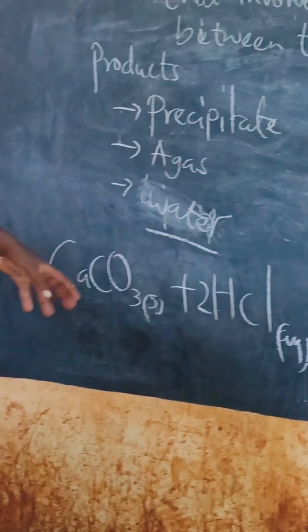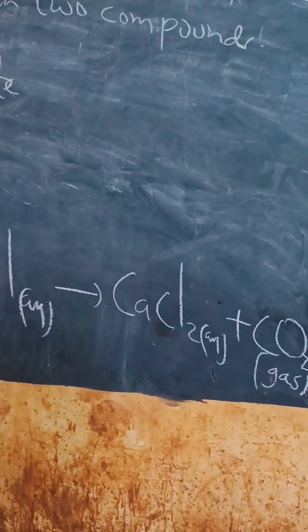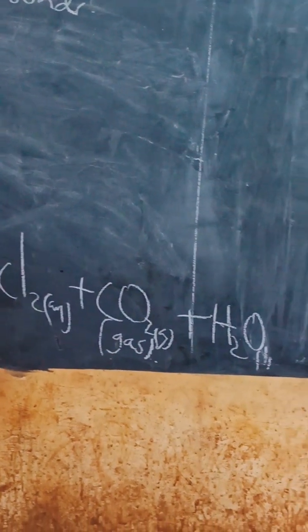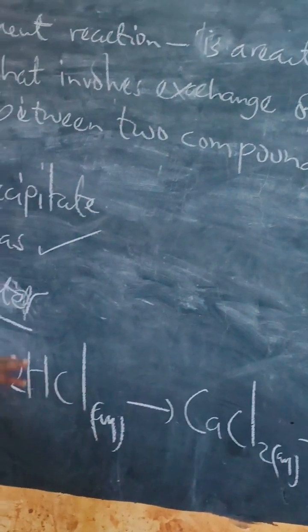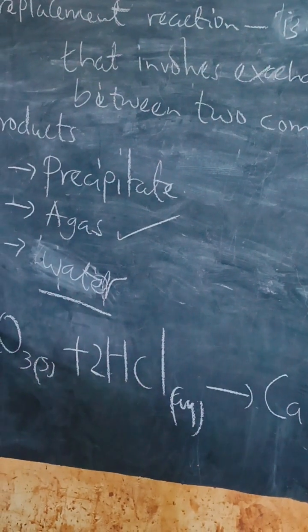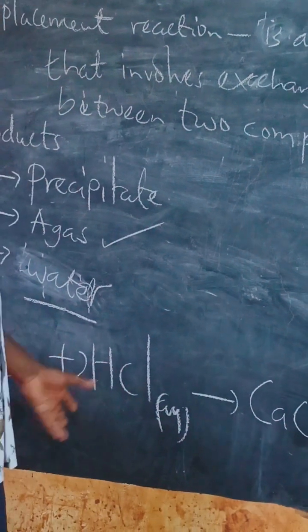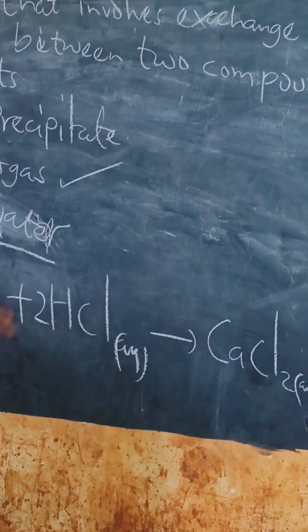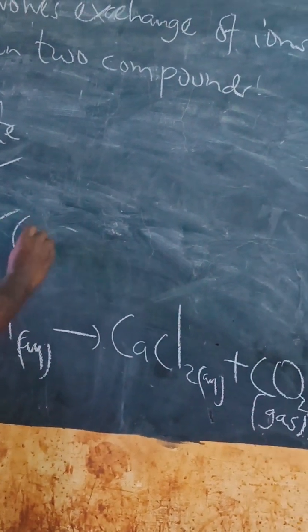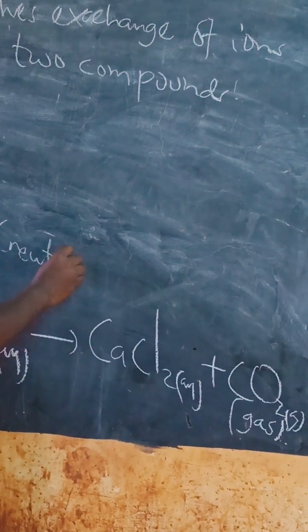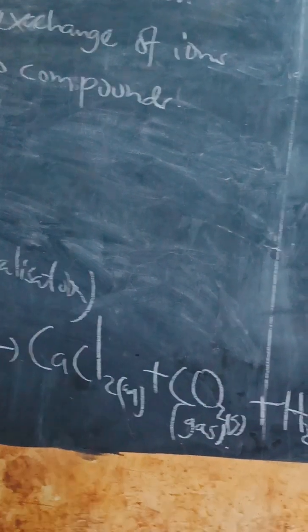This is a carbonate and an acid. It forms salt, carbon dioxide, and water. That is, a gas is evolved. When you react two compounds, a gas is evolved. So this is a double replacement reaction. Let's go to water. Neutralization. Example, neutralization for this water.